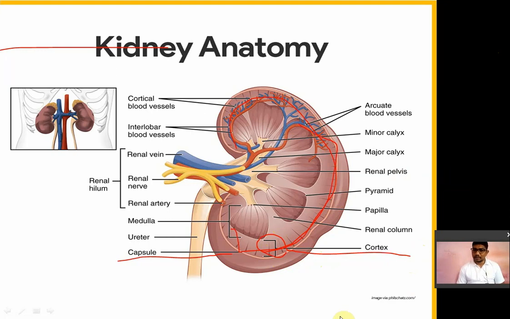And remember, in the cortex there are Bowman's capsules and collecting tubules. C for cortex, C for capsule, C for collecting tubule. So in the cortex, what are the different structures present in the kidney? You know that the structural and functional unit of the kidney is the nephron. We are going to see the different parts of the nephron.